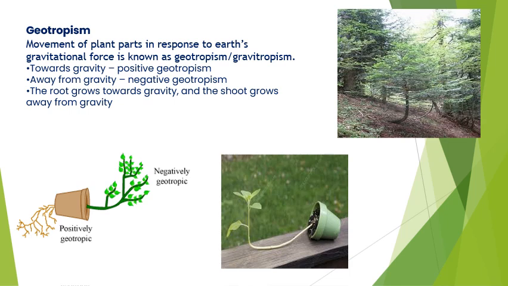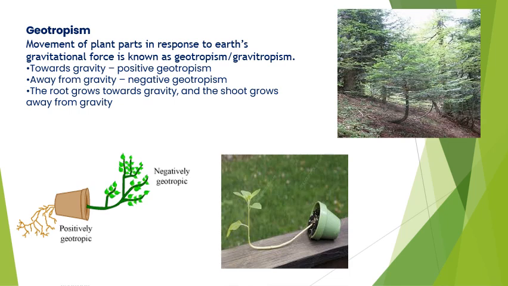So what about negative geotropism then? Negative geotropism is when a plant grows away from the direction of gravity. So the root is growing positively, but negatively the plant is growing in the opposite direction, such as a stem growing upward away from the ground. This response is what we call negative geotropism.